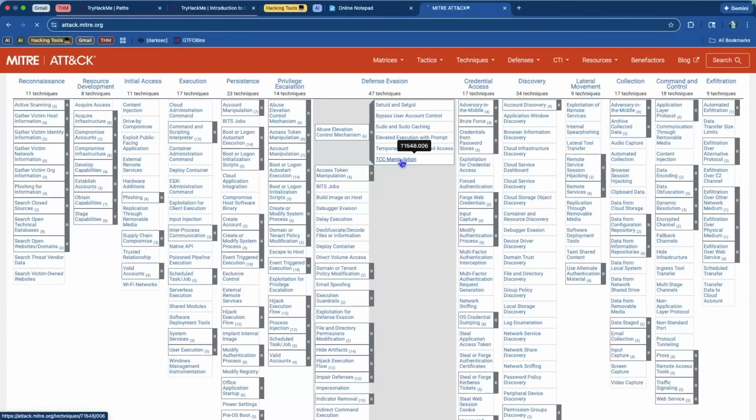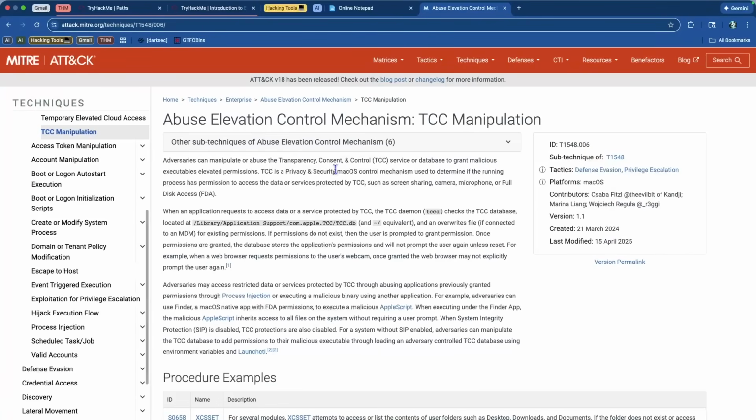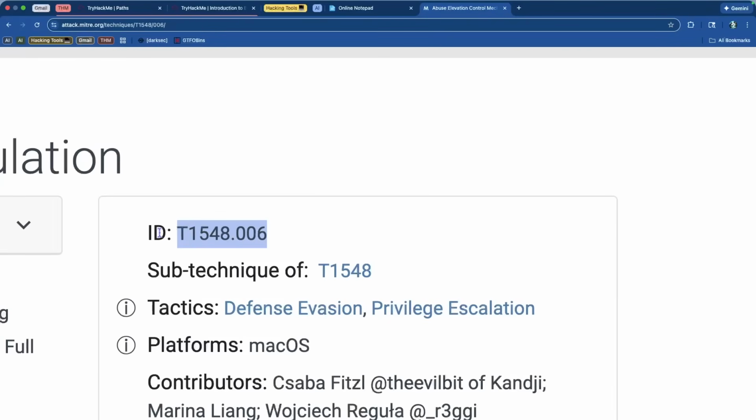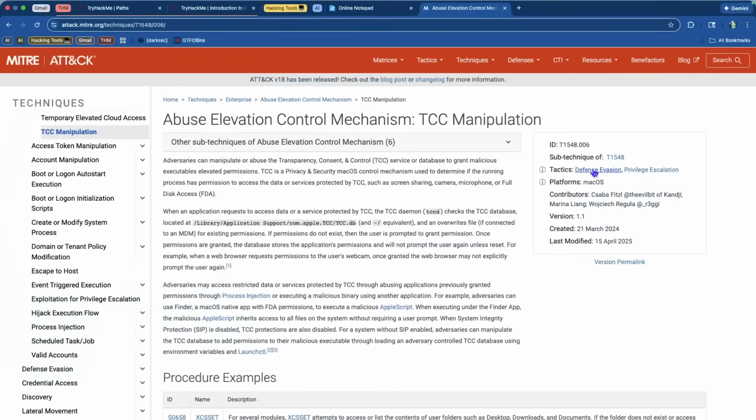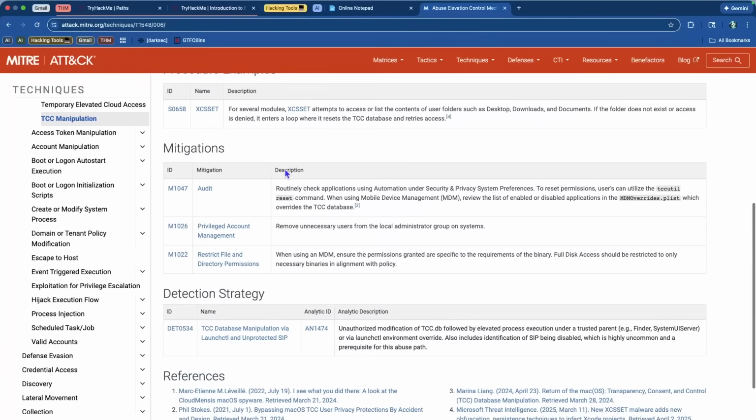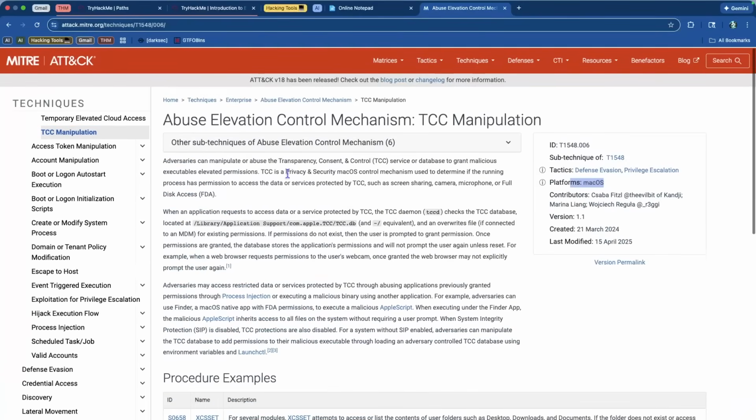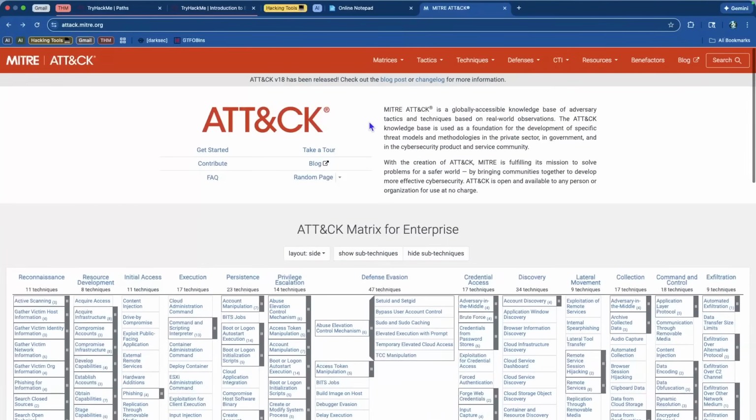If we click on any of these, it'll open up the relevant page, and you'll see the ID of this sub-technique, as well as the tactic that it belongs to, the platform, and procedural examples, mitigations, and detection strategy. All of that is applied to it. So the MITRE ATT&CK framework is a massive threat intelligence resource for many tools and many people.